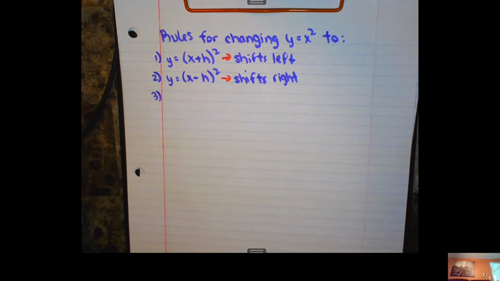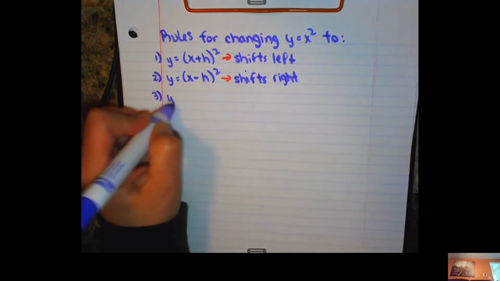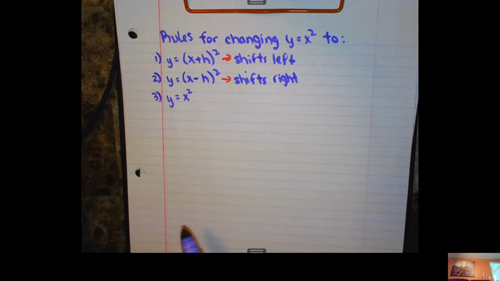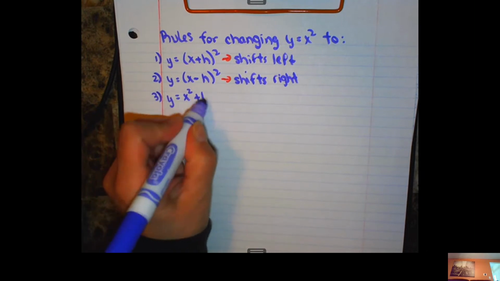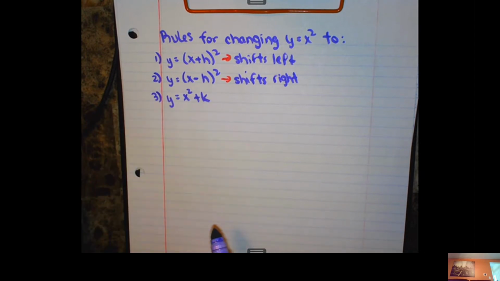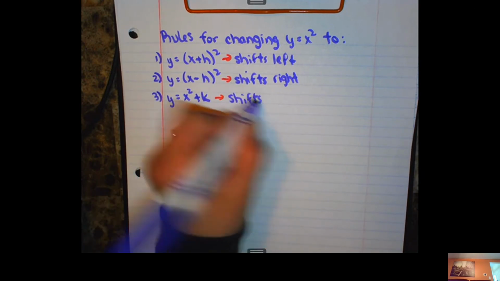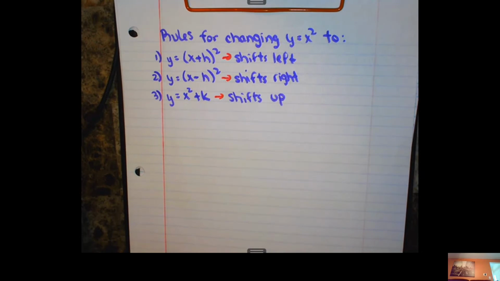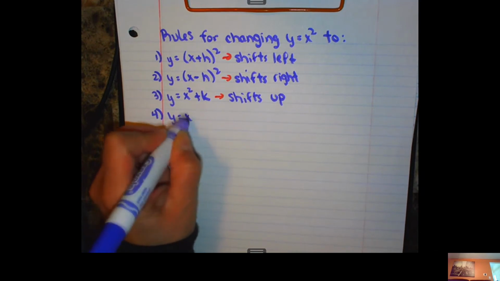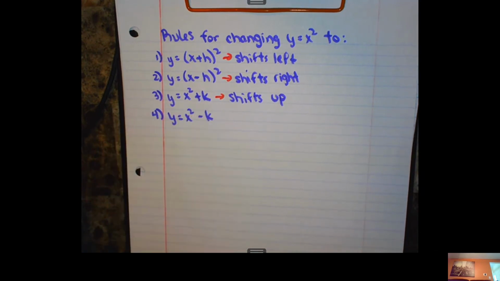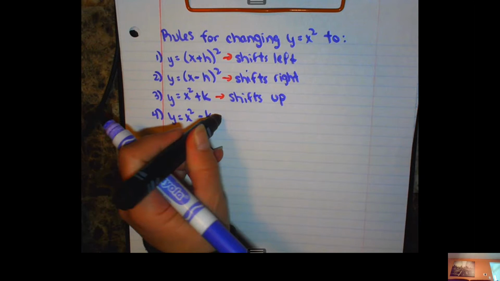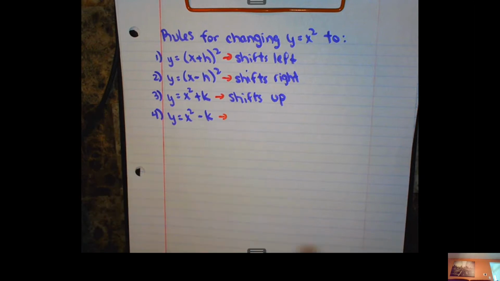The third rule, if you have y equals x squared, but then you're adding something at the end, so plus k, we're going to call it k. If you're adding, that means you're shifting up. So can you write shifts up? For number 4, can you write y equals x squared minus k? So if you subtract a number at the end, that means you're shifting down.